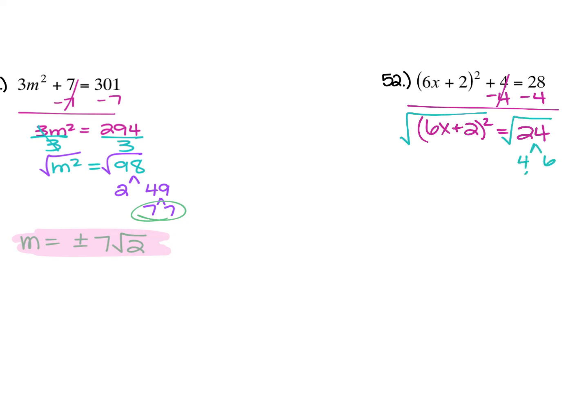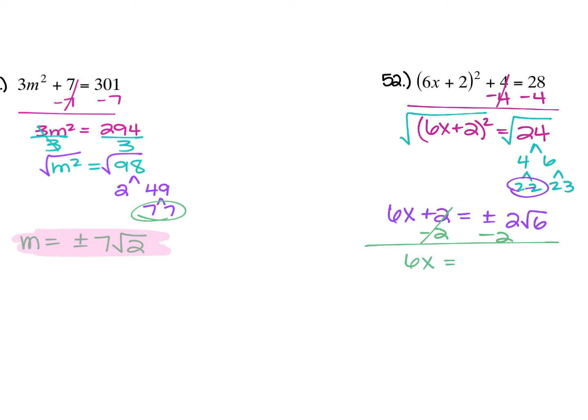24 is 4 and 6, 4 is 2 and 2, 6 is 2 and 3. 2 of those 2's pair up, so this gives you 6x plus 2 is equal to plus or minus 2 square root 6. Move the 2 over, subtract it from both sides. It is not like terms to the 2 square root 6. So you have to rewrite this as 6x is equal to negative 2 plus or minus 2 square root 6.